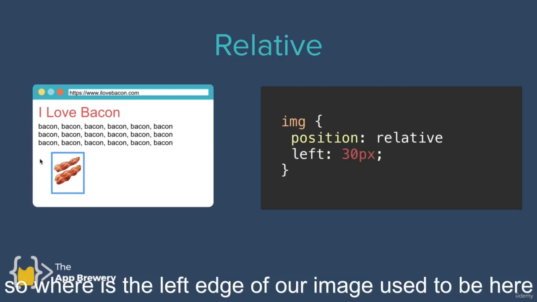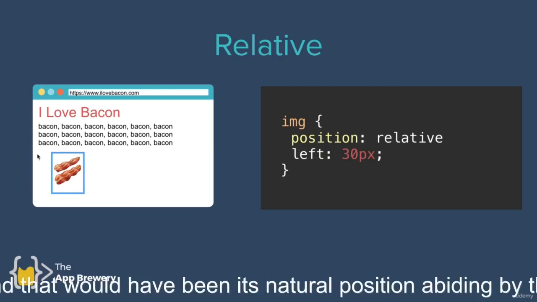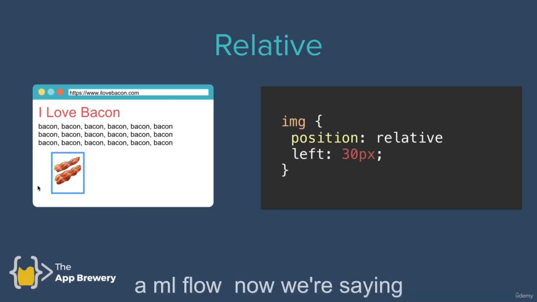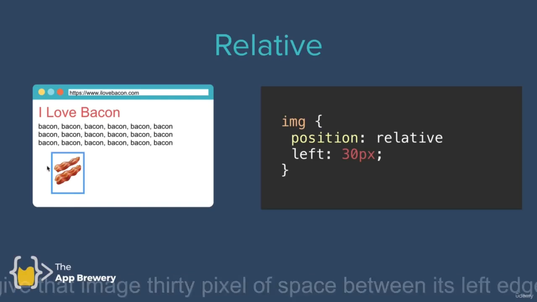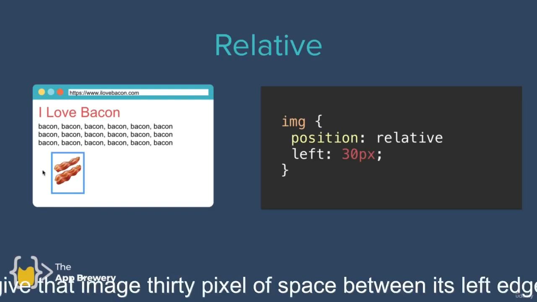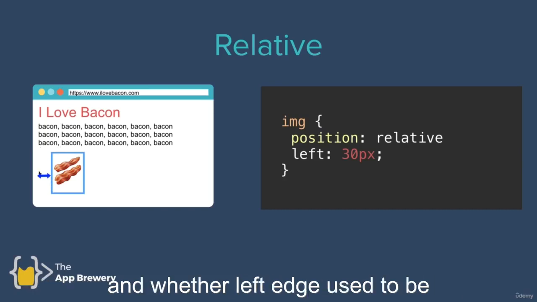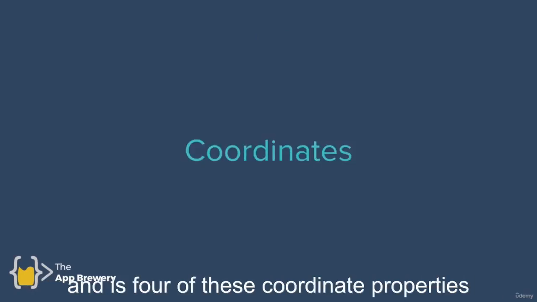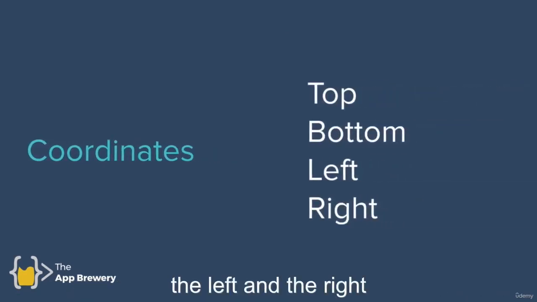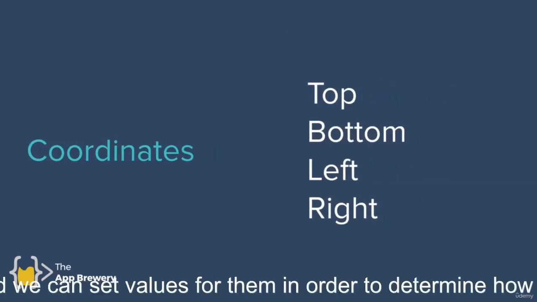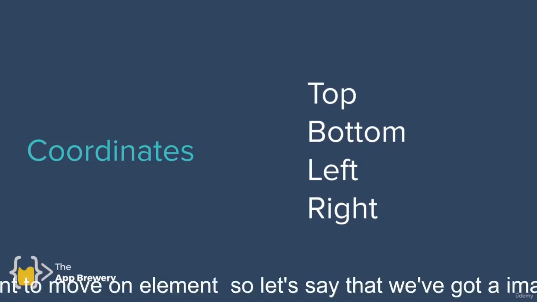So whereas the left edge of our image used to be here, and that would have been its natural position, abiding by the HTML flow, now we're saying give that image 30 pixels of space between its left edge and where the left edge used to be. And there's four of these coordinate properties: the top, the bottom, the left, and the right. And we can set values for them in order to determine how we want to move our element.